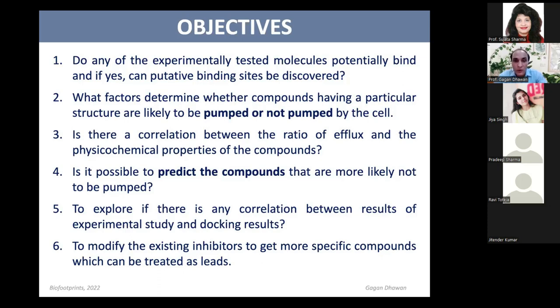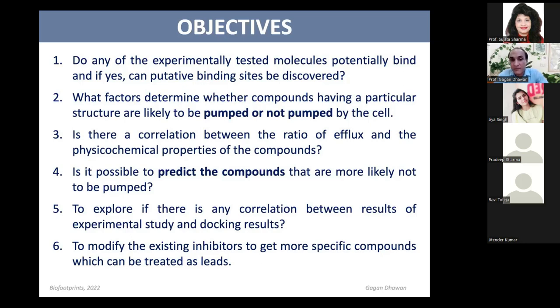So now you know the molecules having a single benzene ring are active because they are going inside the cell and acting. They are not coming out from the cell because of the presence of the efflux pump. So you have to look for the structures. What factors will determine whether compounds having a particular structure are likely to be pumped or not pumped?